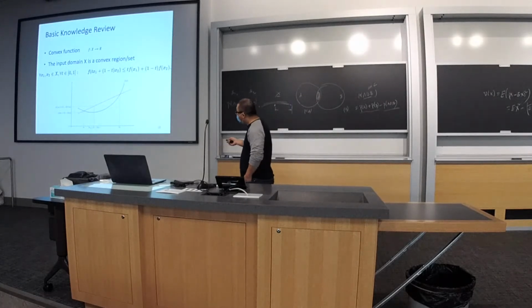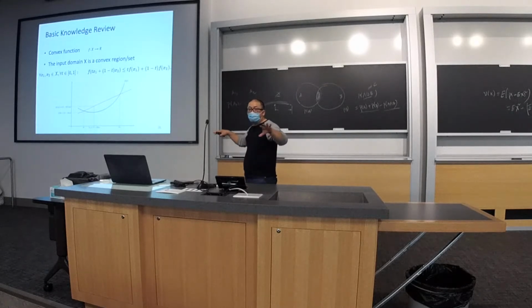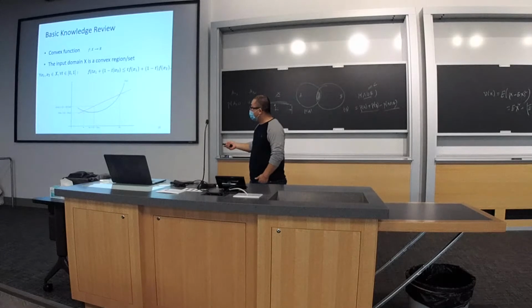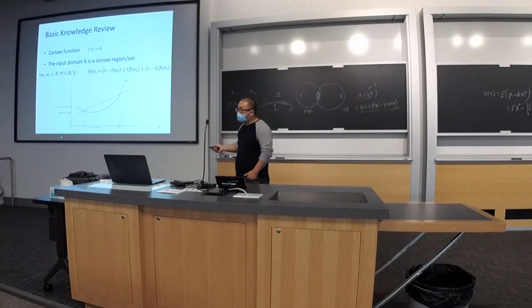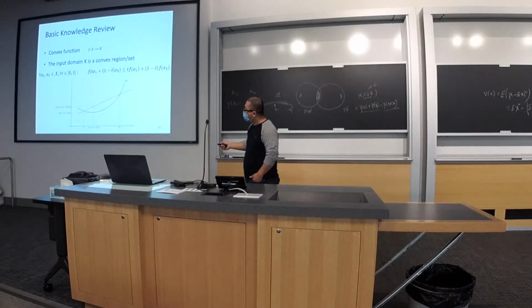So the whole x-axis is the domain of this function. So we can pick arbitrary 2 points, x1, x2. And we pick t, which is between 0 and 1. And then the convex combination of x1 and x2, according to t, is here, in the middle. t x1 plus 1 minus t x2.